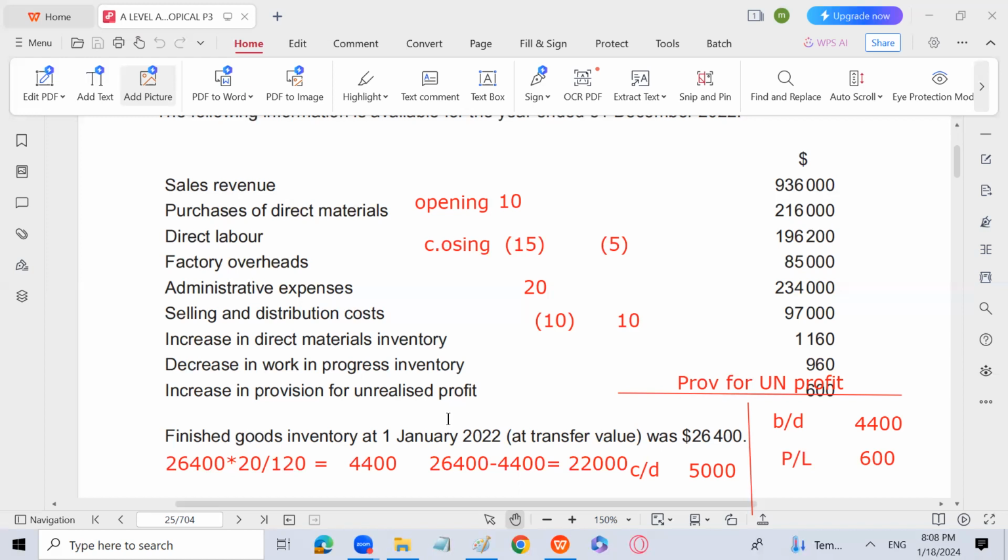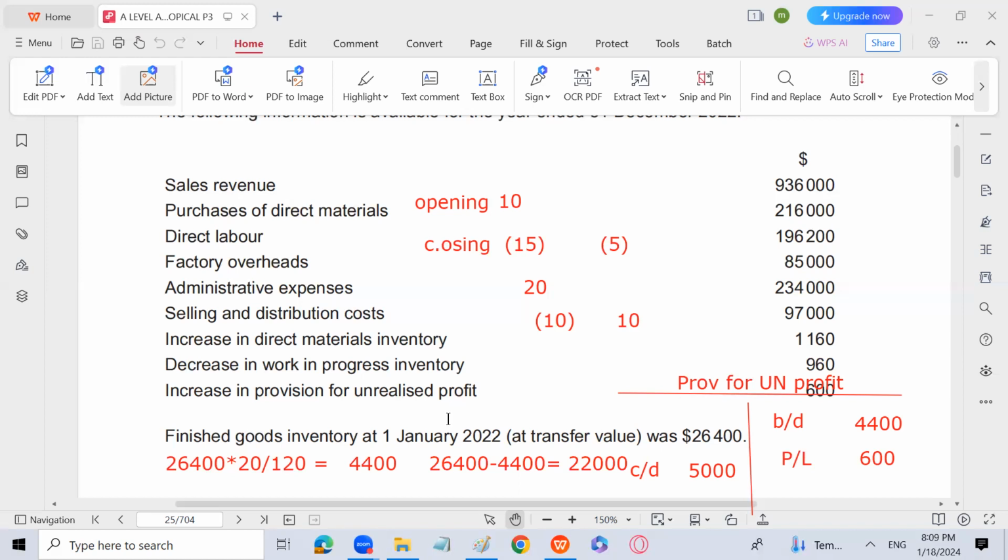But 4,400 is the 20% of 22,000 because it is markup. But for 26,400, which is given on selling price, market price, we have to multiply it with 20 over 120, which is margin. Then you will get the same answer, which is 4,400.